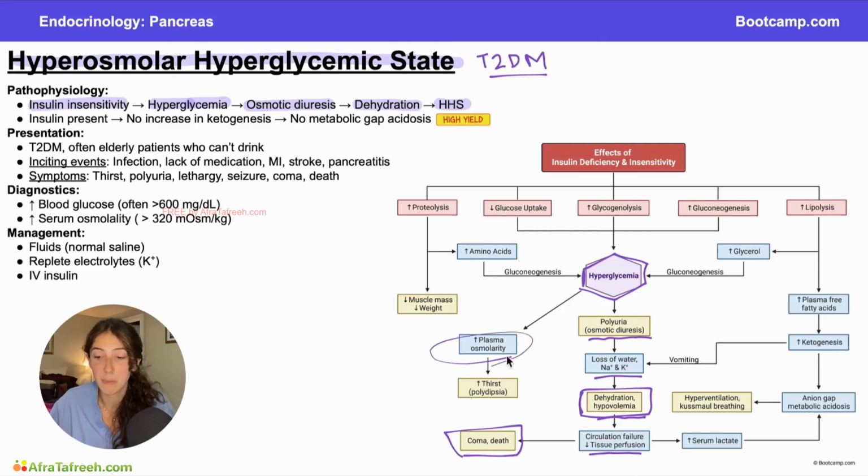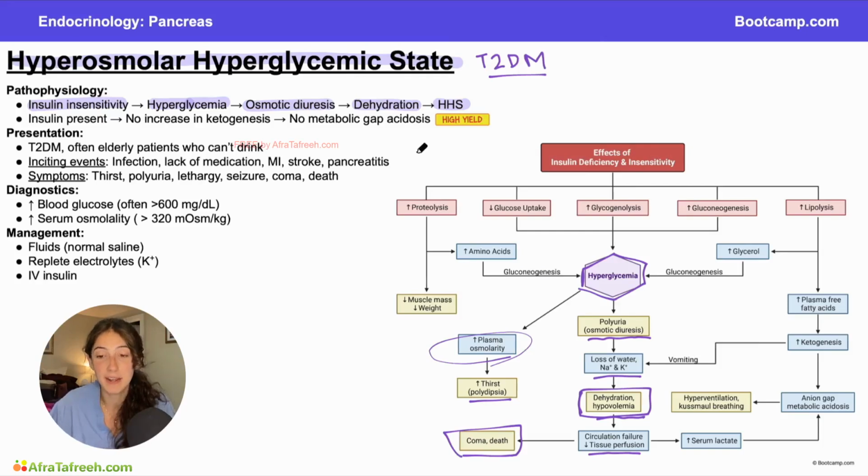And it's also important to remember that this increased plasma osmolarity associated with HHS is also going to lead to increased thirst. So even though you have increased urination, you also have increased thirst. You're just unable to keep up with these losses, and that is why overall you're going to end up in a state of dehydration.